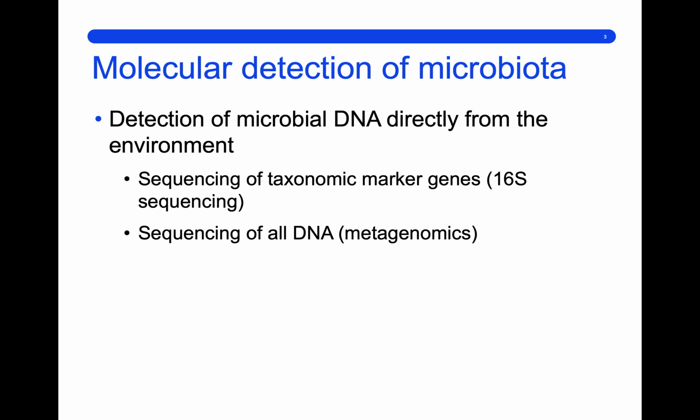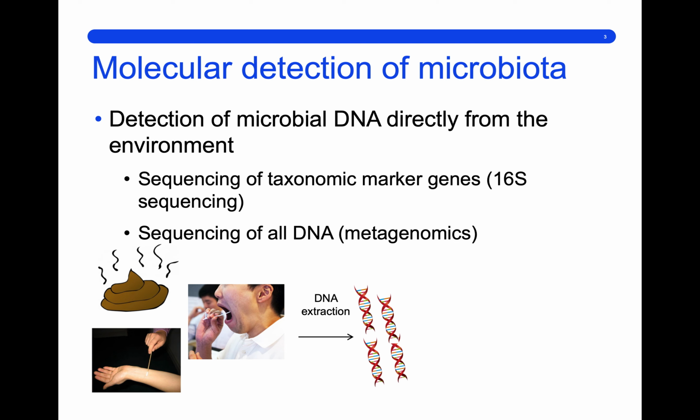So how do we detect the microbiota? One of the most commonly used methods is through the detection of DNA. And so this is where we take our sample, we extract the DNA directly from that sample, and then we can either sequence a taxonomic marker gene, like the 16S rRNA gene, or we can sequence all of the DNA, and this is what is broadly called metagenomics.